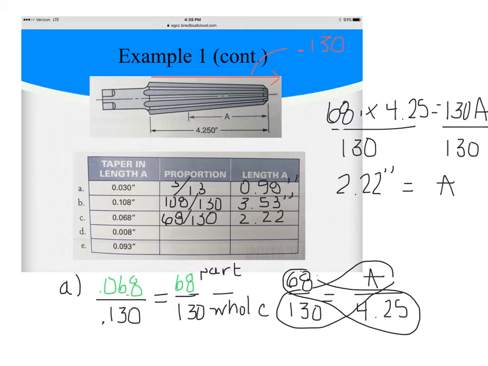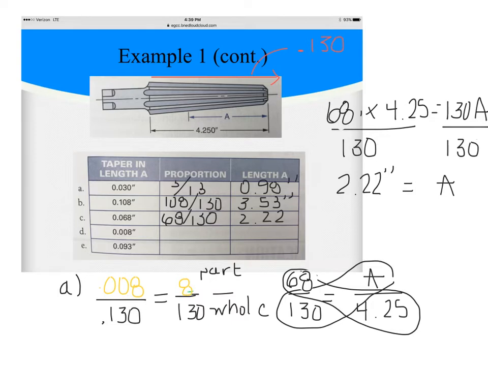In D, the difference is that our amount of taper in length A is 0.008. So that's going to be a fraction of the total, 0.130. So 0.008 over 0.130 is equivalent to, if we move the decimal 3 places to the right for each of those numbers, the one on top and the one on the bottom, 8 over 130.